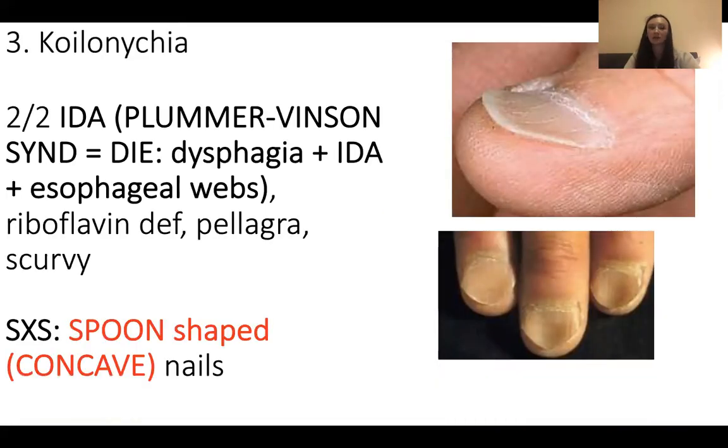Koilonychia is going to be that spoon-shaped nail, concave nail. I would just know that that's what that's called. It can be associated with Plummer-Vinson syndrome, so that dysphagia, iron deficiency, and esophageal webs with koilonychia. Know that koilonychia and iron deficiency are associated.